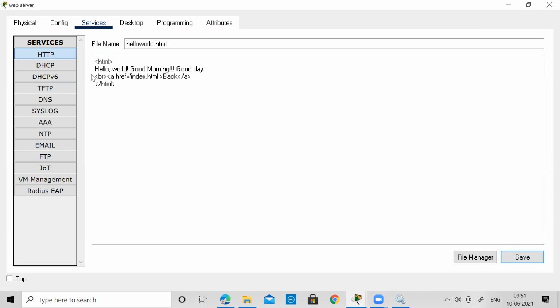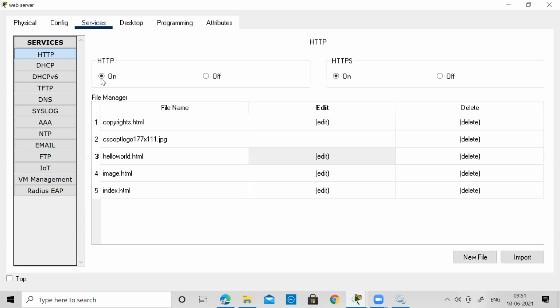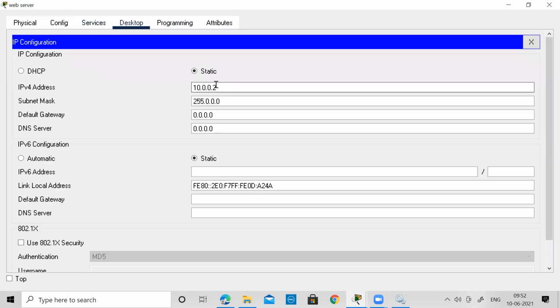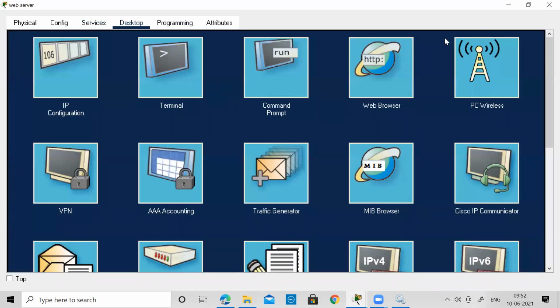So on this web server, if you get into the services, just go to the file manager. The HTTP service is on. HTTP is the protocol which works when you are accessing any website, HTTP or HTTPS. I gave an IP to this particular server, 10.0.0.2, as the IP of this web server.